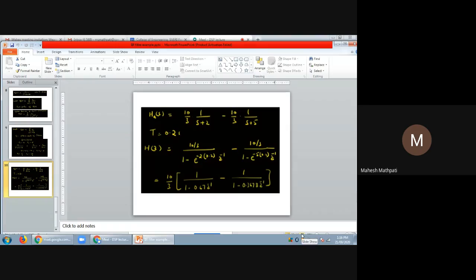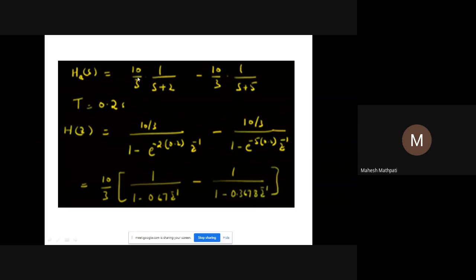So we can write it as H(s) equals 10/3 times 1 divided by s plus 2, minus 10/3 times 1 divided by s plus 5. And we know that the value of T is 0.2 seconds. Now, this is our analog part. We are converting this analog part into the digital part by using the expression.